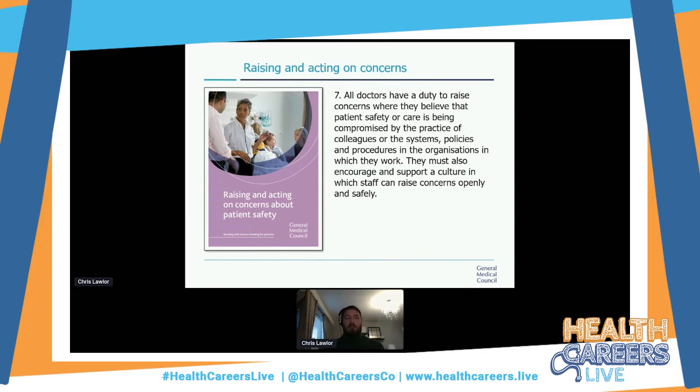And although this guidance relates to doctors, if you are a medical student, you also have that same duty, and there should be processes with your medical school that allow you to feed back concerns if you think that patient safety is being compromised. So do make sure once you start on your placements that you know what those processes are, because if you come across an issue and you've got concerns, you want to take responsibility and report those concerns to the appropriate people.